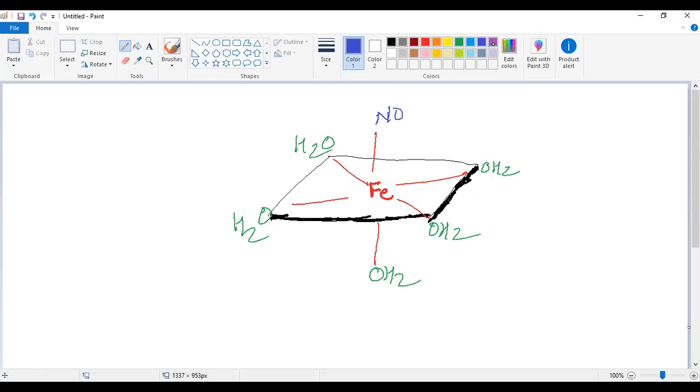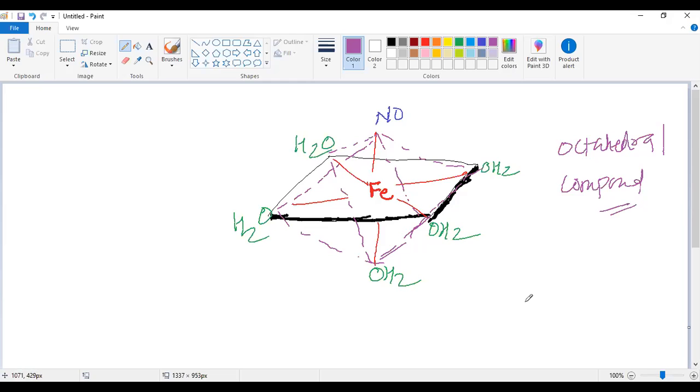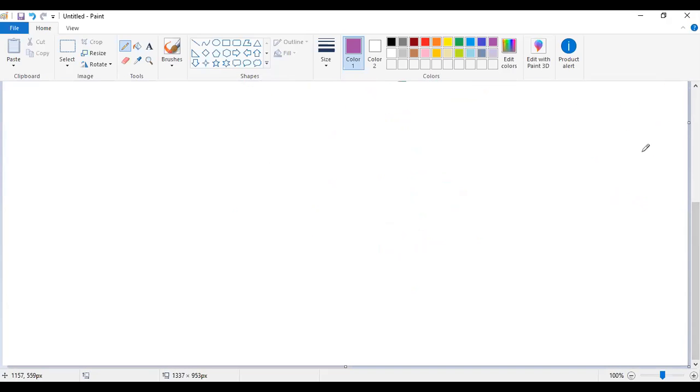Due to that, an octahedral shape is possible. You can see the octahedral shape. It's very easy for you to understand it. This is how the octahedral compound is produced. Now when it comes to the octahedral shape, we need to now study about the magnetic properties.